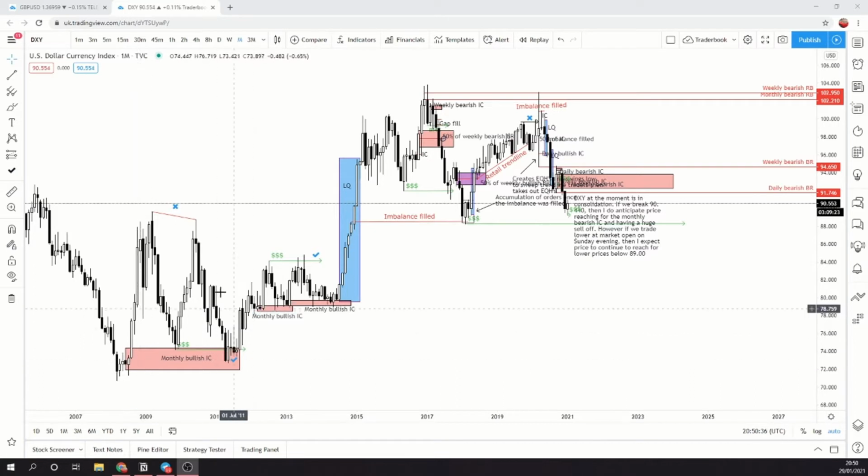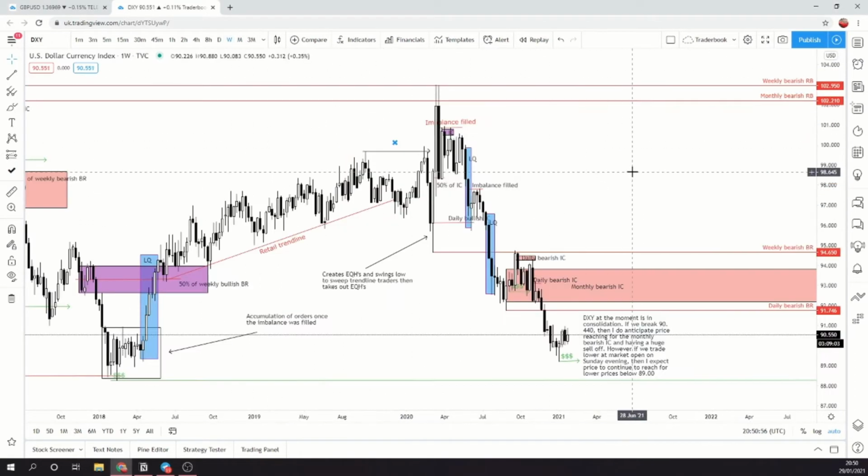So we've got a whole void over here, right? Between this void there's a lot of micro gaps. So this is a long-term goal of dollar coming down to 80, but we'll worry about that when we get there. Right now I look at the monthly and I understand what has been going on for a long time.